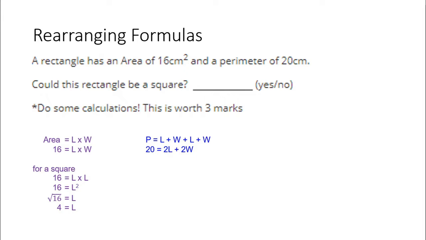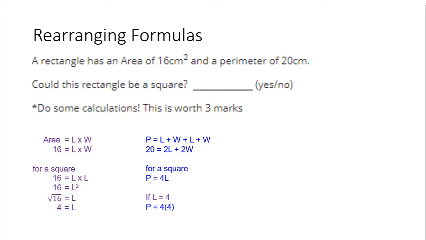So if this were a square with an area of 16 centimeters squared, the lengths would both have to be 4 centimeters. Now let's look at the other bit of information they gave us. If the perimeter is 20 centimeters, and this is a square, then the length and the width are the same thing. I would have to say that the perimeter, which is 20 centimeters, would be equal to 4 sides, all the same, 4 lengths. So 20 equals 4 lengths.